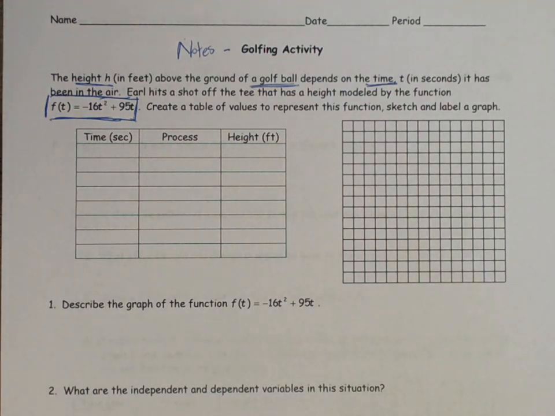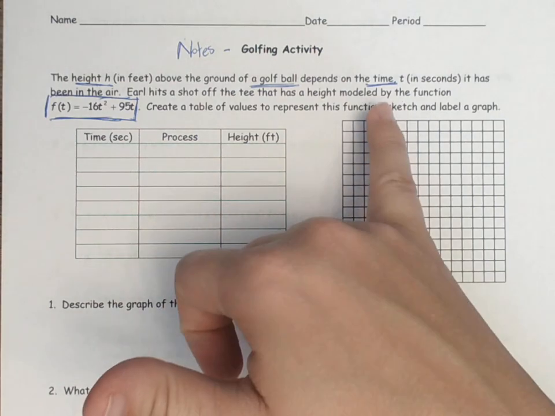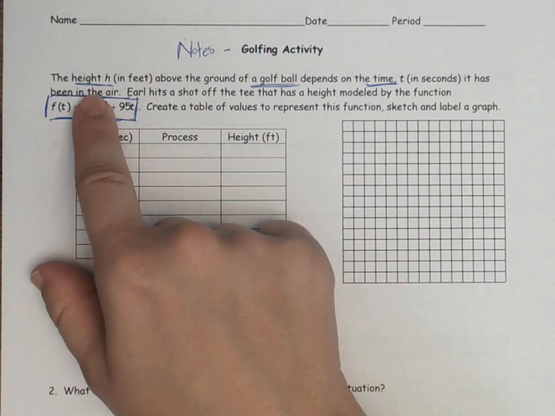Hey guys, this week's notes are on quadratic function word problems, and so the first thing we're going to do is look at this example where we are talking about a golf ball flying through the air, and we are going to compare time versus its height.